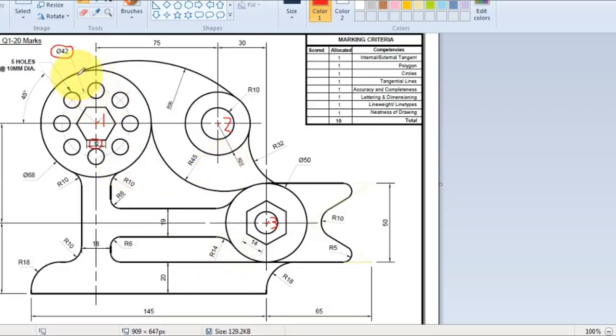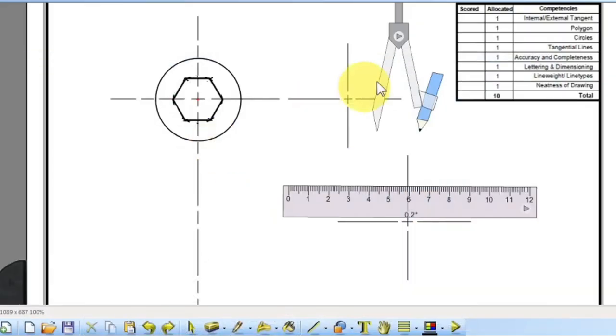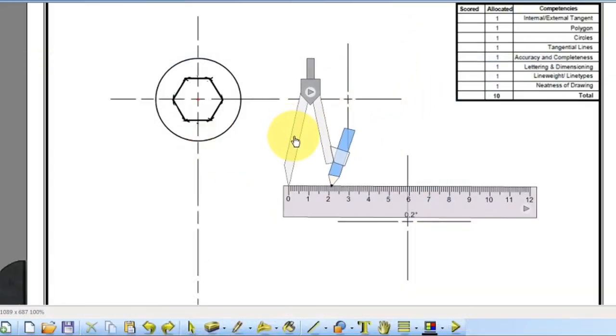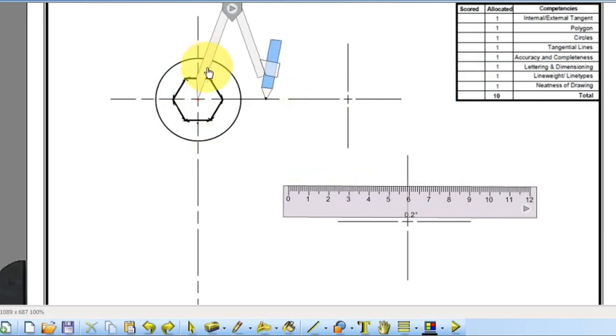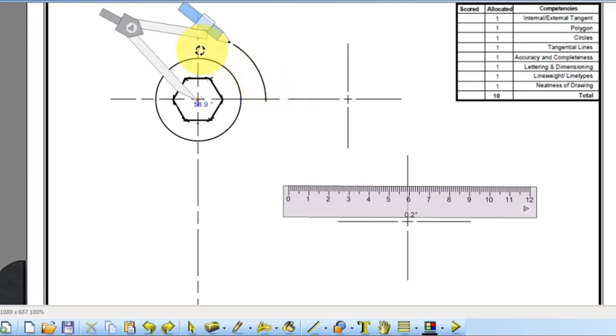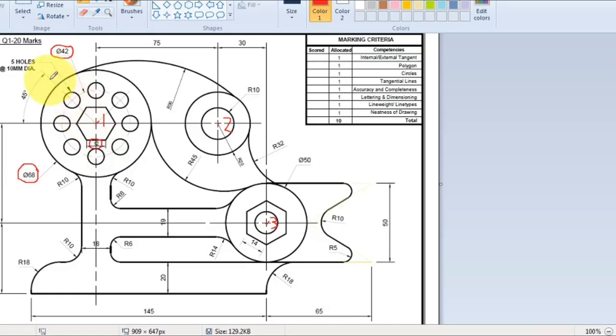Then next we have this circle here. This is diameter 68. So diameter 68 is radius 34. So we are going to open our compass to radius 34. Okay, so radius 34. Now we are going to draw these small circles here. So we have here angle 45 degrees. So this one and this angle here is the same.